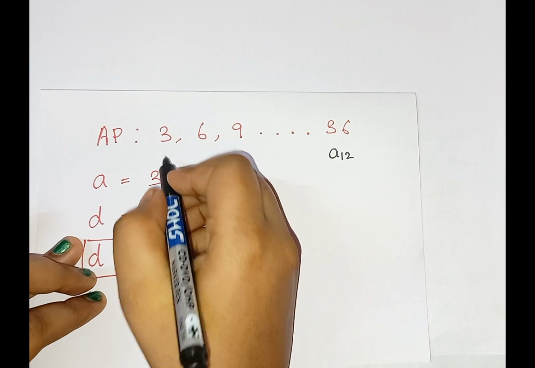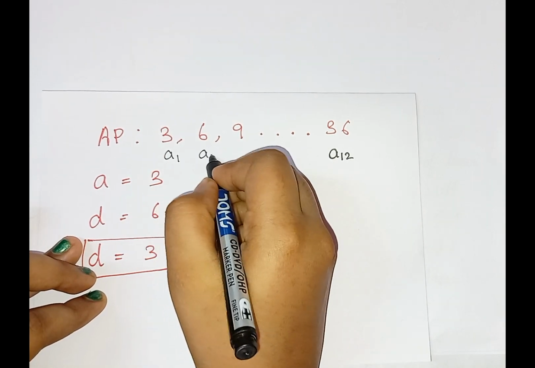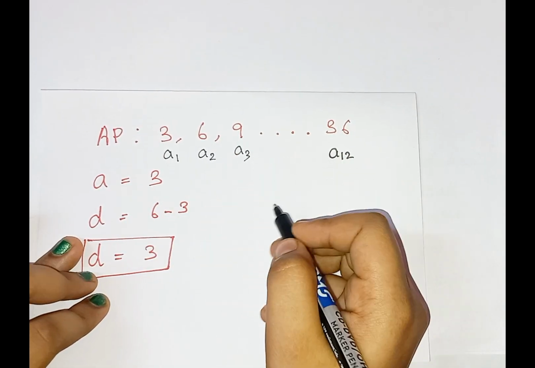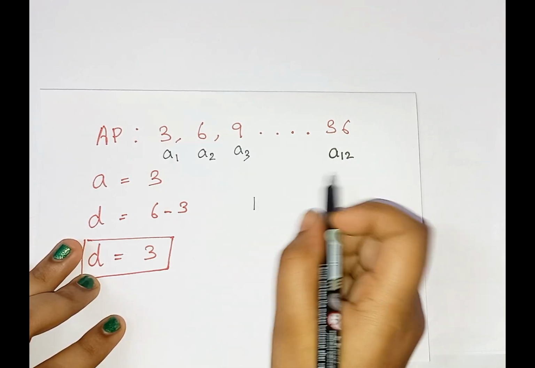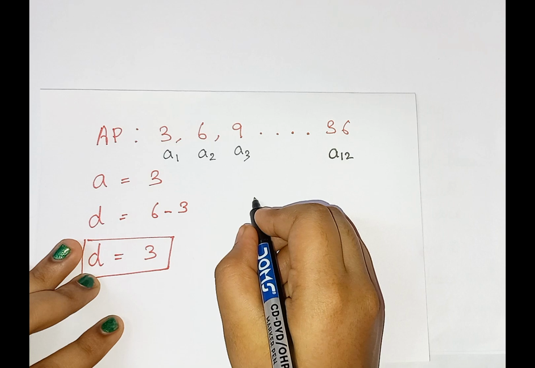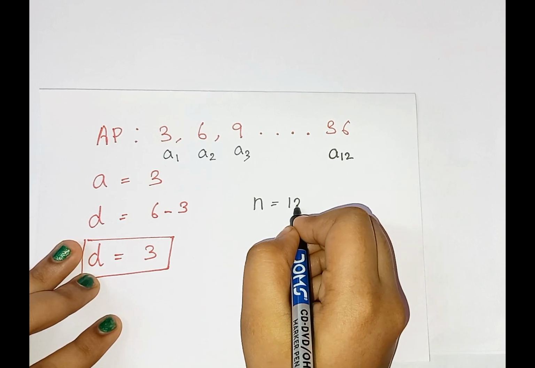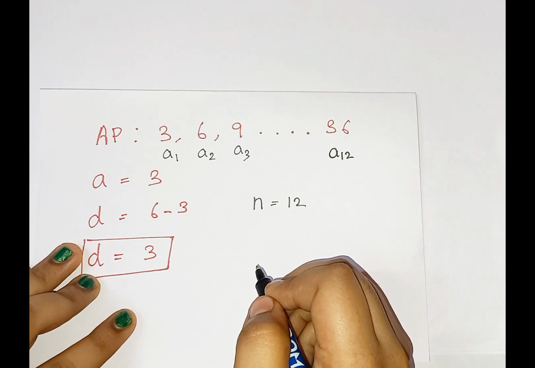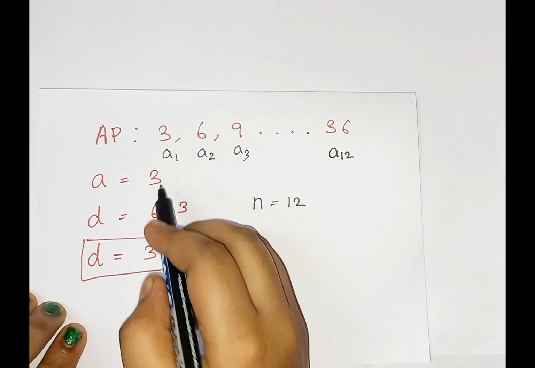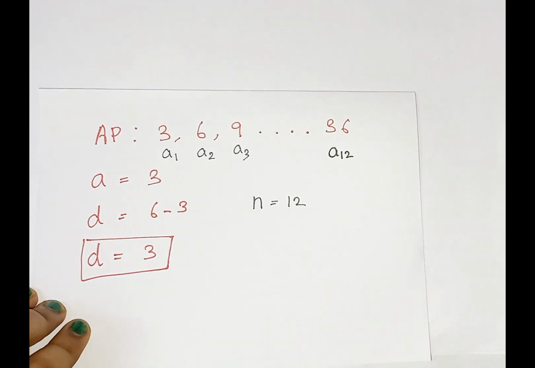Here this is A1, that is the first standard. This is A2, second standard. This is A3, that is third standard. So this 36 is A12. Since we have the last as A12, I am going to take n is equal to 12. Wherever we get n, we are supposed to write 12. So now we can apply the Sn formula. We know the A value, D value and the n value, right? So we can apply the Sn formula.